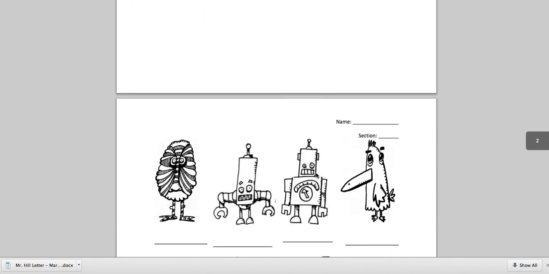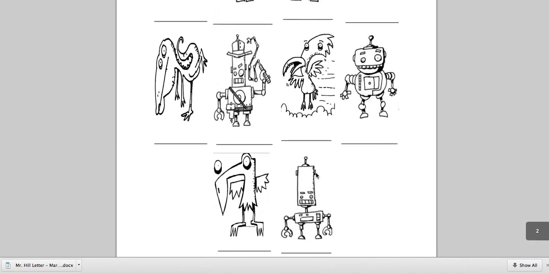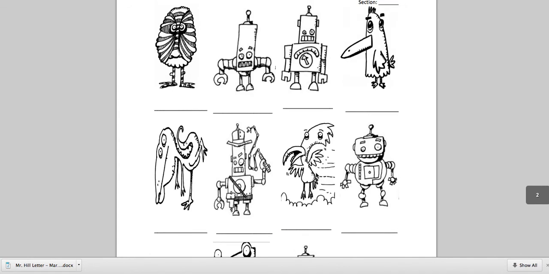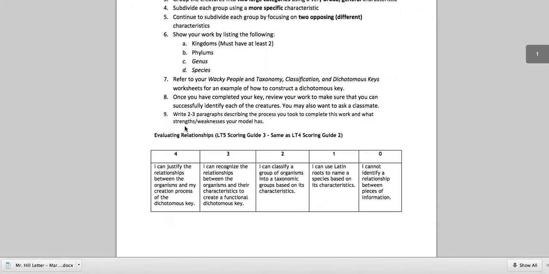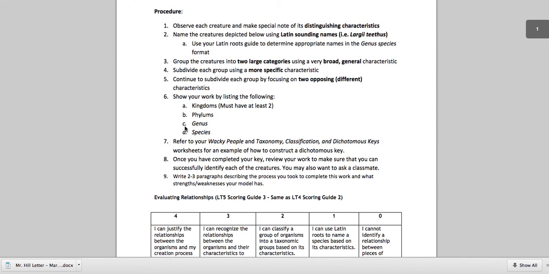If you scroll down, there's a number of different creatures here, right? There's 10 different creatures. And they all have some very distinguishing characteristics that make them look different from one another. Okay? What your job is going to be is to give these different creatures names, based on their characteristics, and then you're going to have to classify them into the different kingdoms, phylums, genuses, and species, like the instructions say up here. And I try to give you an outline for what that might look like.